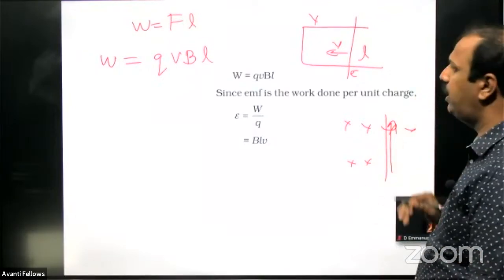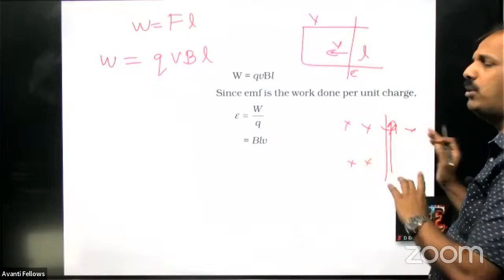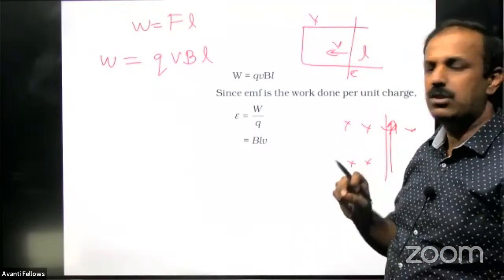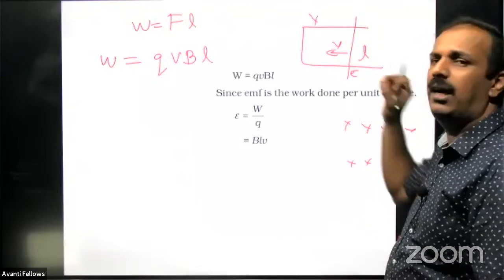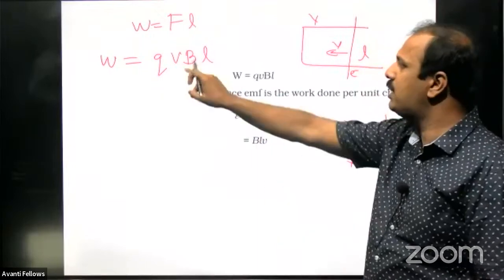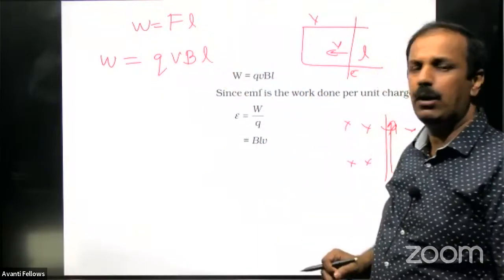So how much is the work done? If you want to calculate, work done will be force times the distance. So force is the force acting on the charge. When a charge is kept in the magnetic field, the force is QVB, where V is the velocity. So multiplied by L will give the work done.